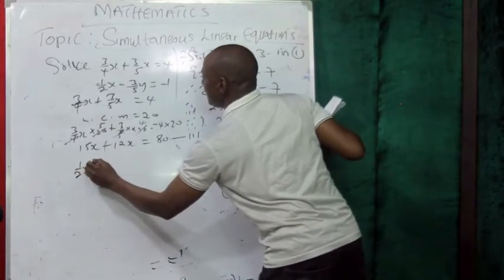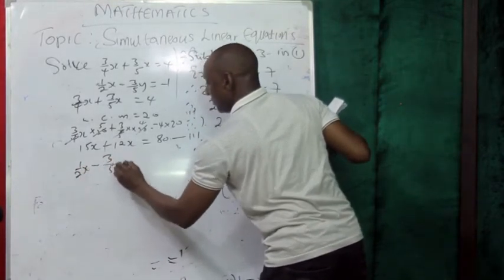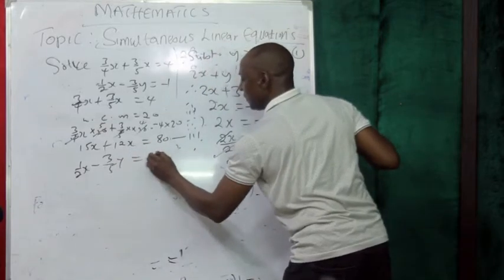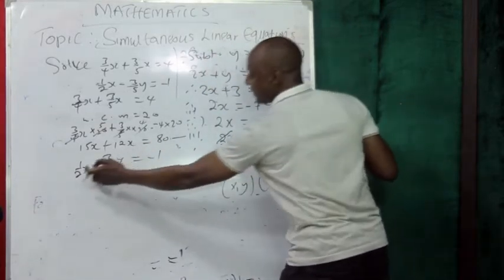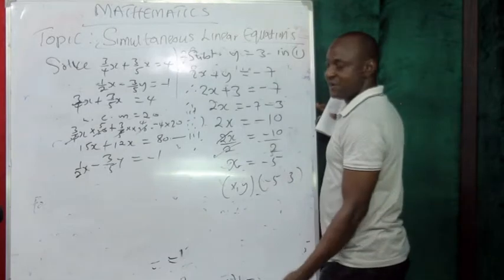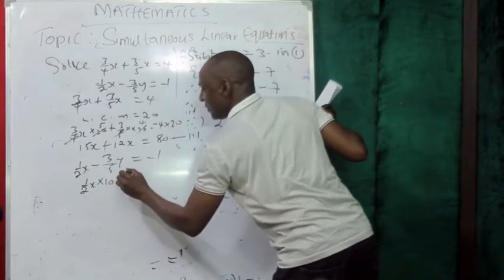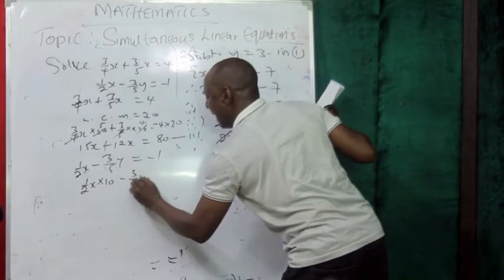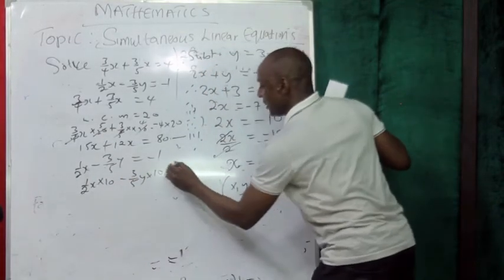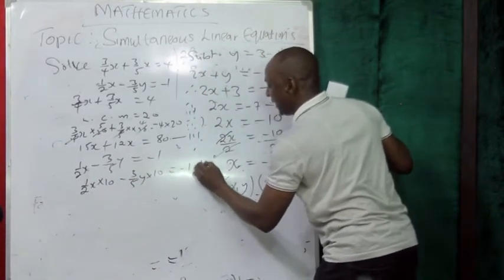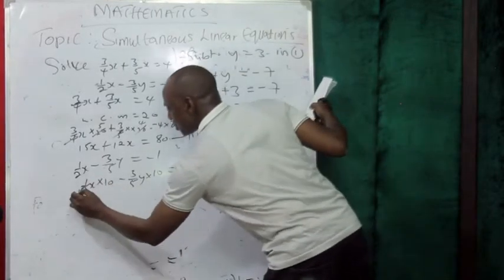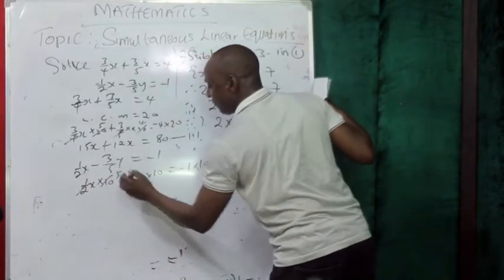In equation 2 you have half x minus 3 upon 5 y equals negative 1. The LCM of the denominators is 10. So you have half of x times 10 minus 3 upon 5y times 10 equals negative 1 times 10. So you cancel 2 by 10, it gives you 5.